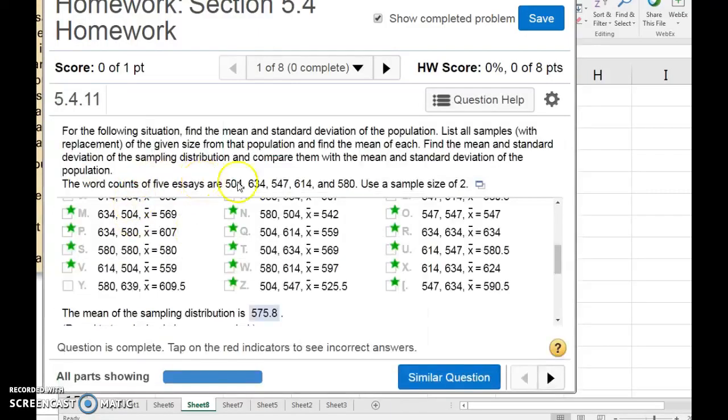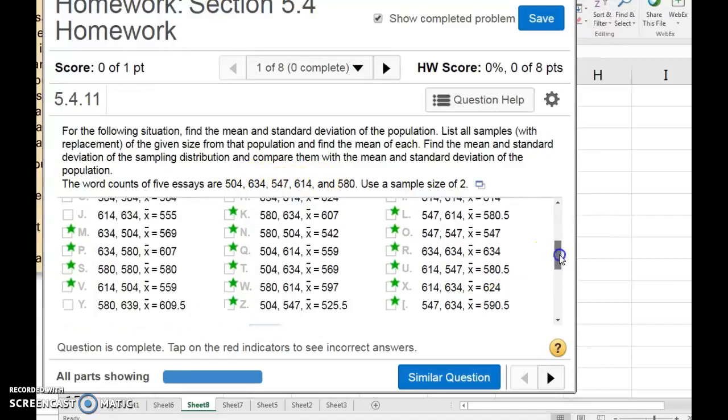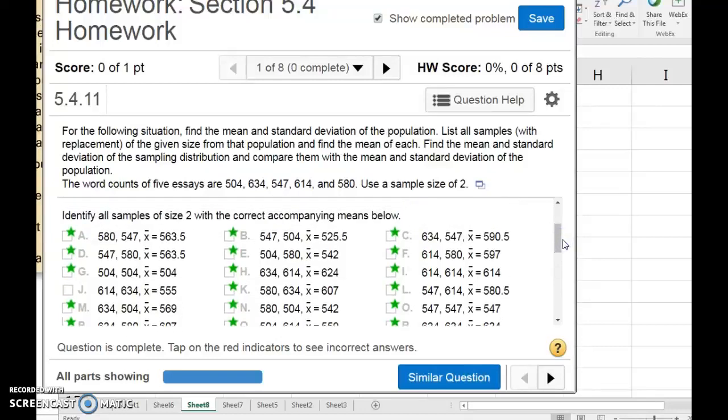And now in this example, we're looking for samples of size 2. So we want to actually list out all the possible samples where you're selecting any 2 things from this population. So you can see there's going to be quite a few. And it could be the same exact number selected twice. Like here, this sample has 547 and 547. And for each of these samples, we want to find the mean of it. So just average the 2 numbers. So that particular sample has a mean of 547. If the sample has 2 different numbers, add them together, divide by 2 to get the mean of each sample.